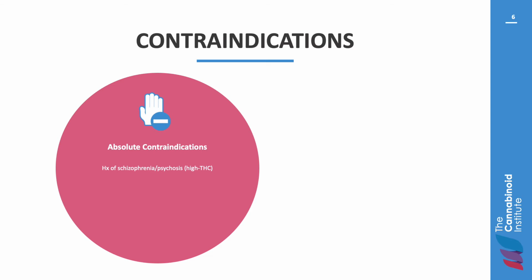But until the actual relationship between THC and schizophrenia or psychosis is better understood, it is best to avoid THC formulations in these patients. However, multiple clinical studies have shown a benefit in using high CBD in these patient populations, so cannabis can still be an appropriate therapy for them if used at the appropriate ratio of cannabinoids.